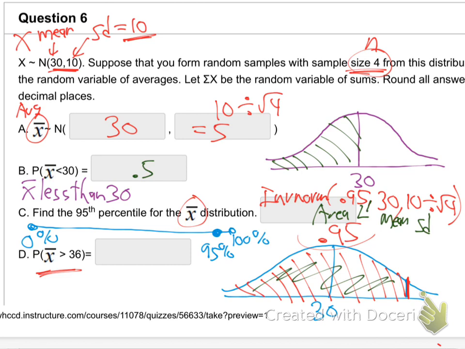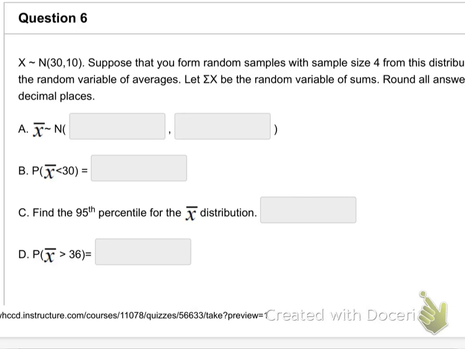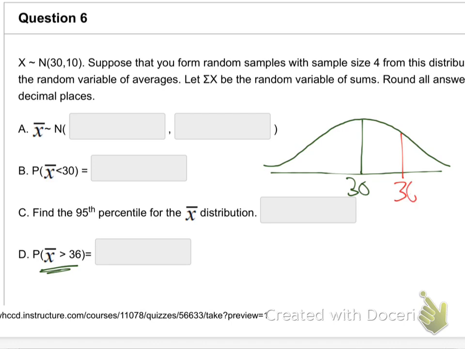Finally, part D. Part D says probability that X bar is greater than 36. So let's draw that. That's a little different. So here's the middle. This is 30. So where's 36? Is that to the right or the left of 30? It's somewhere over here. And which way am I going to shade, to the right or the left? Yeah, because it's X bar greater than 36. Greater stuff is to the right.